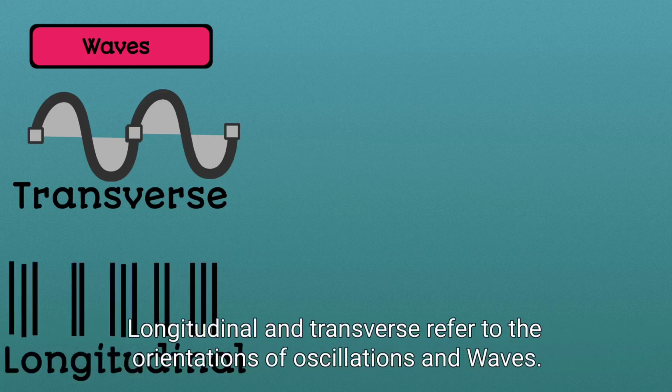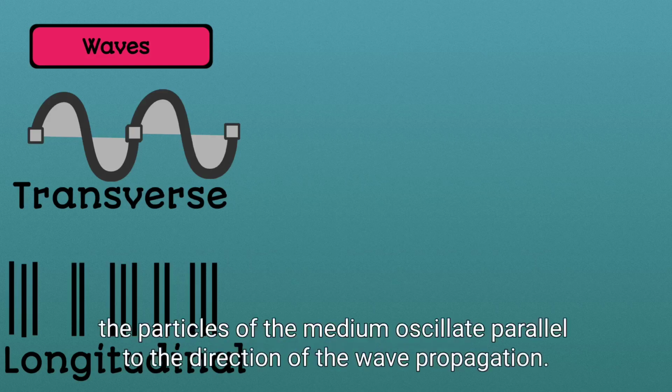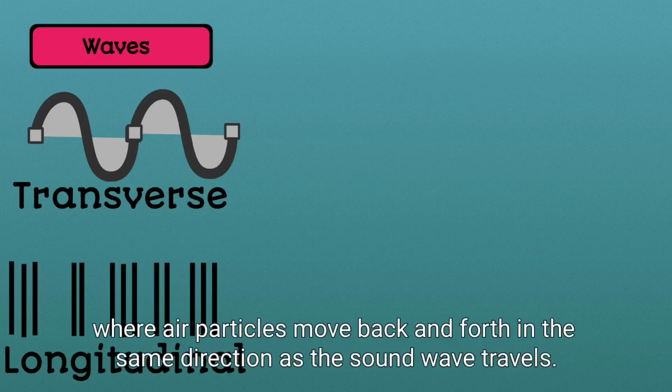Longitudinal and transverse refer to the orientations of oscillations in waves. In longitudinal waves, the particles of the medium oscillate parallel to the direction of the wave propagation. Examples include sound waves, where air particles move back and forth in the same direction as the sound wave travels.